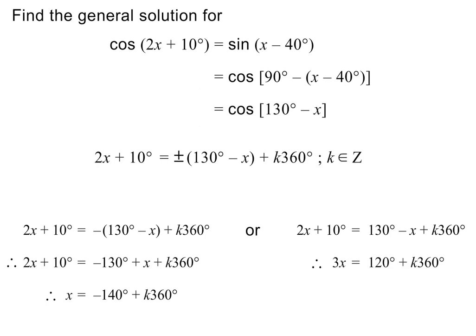On the right, we need to add x to both sides and subtract 10 degrees from both sides. We then divide both sides by 3, not forgetting to also divide k 360 degrees by 3. This completes the general solution that we were asked to find.